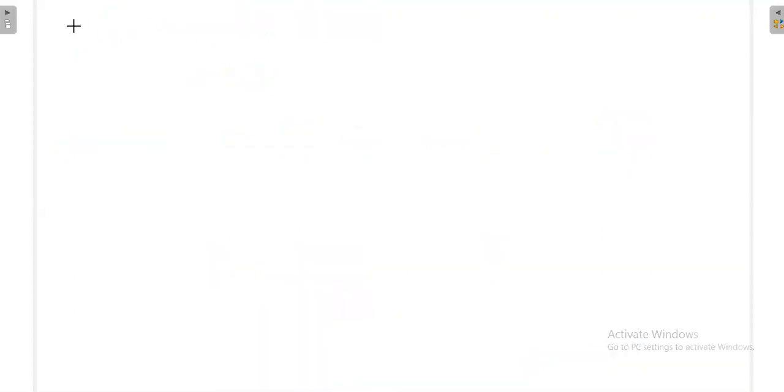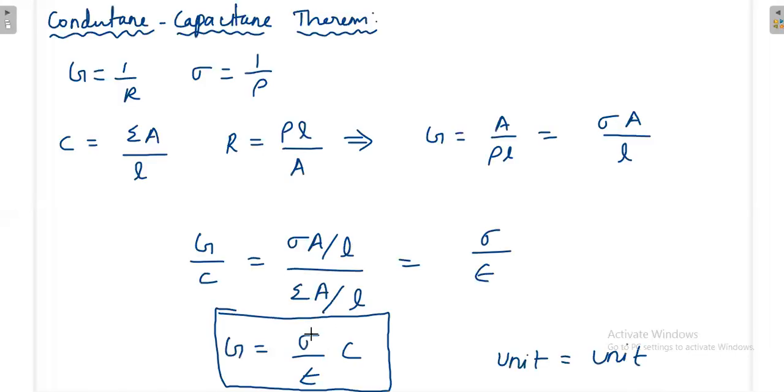Next, we'll try to make some other relationship. The same relationship we'll try to derive in a different way, that G is equal to sigma C divided by epsilon. We'll try to derive it in some different way.